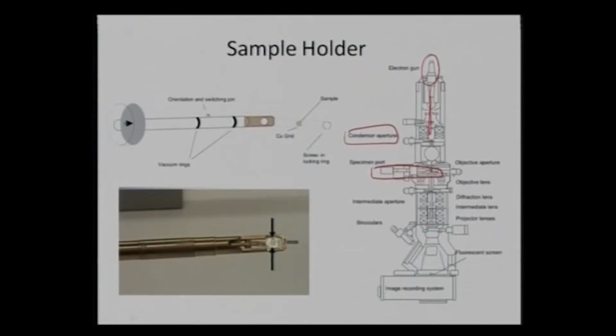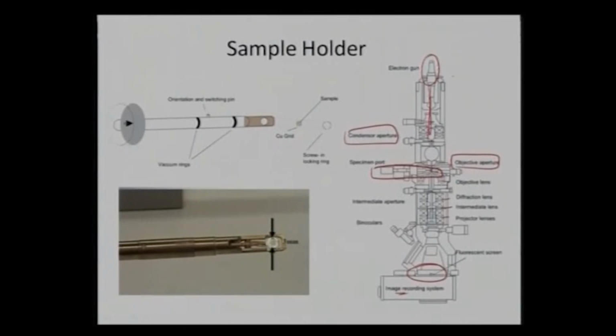Then I have a certain objective aperture, which collects the light from the specimen. I have objective lenses. Again I have some diffraction lenses or intermediate lenses, and again some projector lenses to finally be able to observe it on a fluorescent screen or an image recording system. So that is the overall construct of my transmission electron microscope.